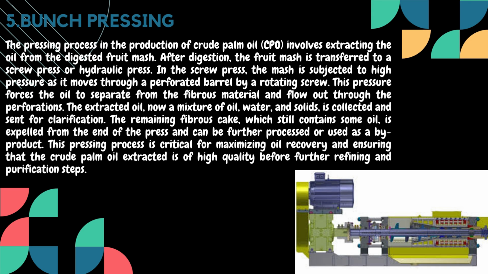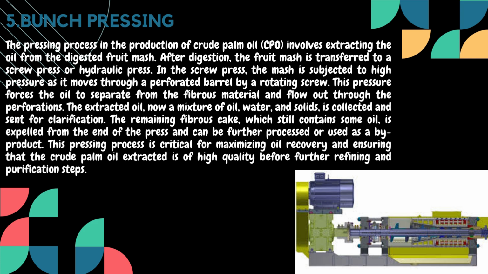Next, let's move to the fifth process, bunch pressing. The pressing process in the production of crude palm oil involves extracting the oil from the digested fruit mash. After digestion, the fruit mash is transferred to a screw press or hydraulic press. In the screw press, the mash is subjected to high pressure as it moves through a perforated barrel by a rotating screw. This pressure forces the oil to separate from the fibrous material and flow out through the perforation.